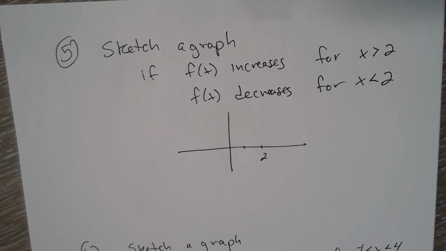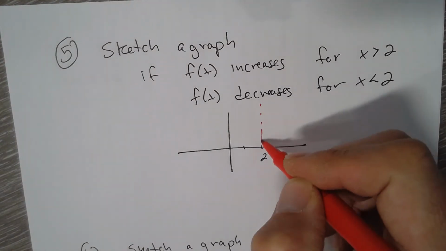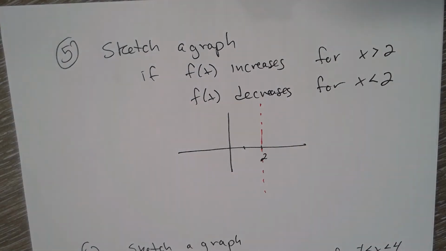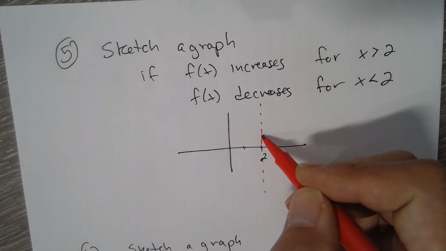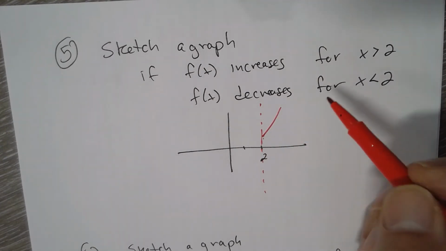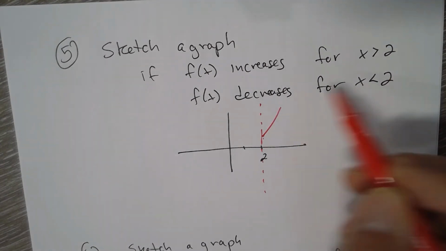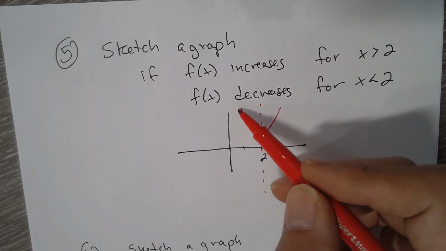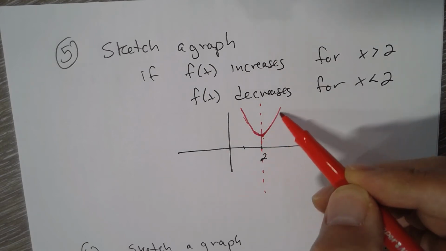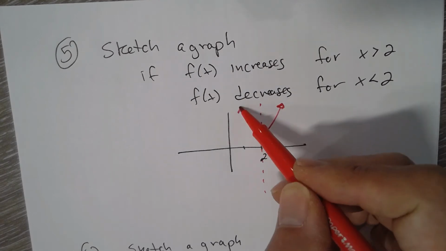So we're trying to make a sketch of a graph. It increases for x greater than 2. So I'm going to draw kind of a dashed line. That's going to represent where it changes direction. It's also the axis of symmetry. It's what it'll turn out to be. So increases after 2. It doesn't matter where, I'll just put it right here. It's going to start increasing after that. But to the left of 2, it decreases, and it's got to connect, so it's going to look like this. It decreases, and then it increases, and the change of direction is right at 2.